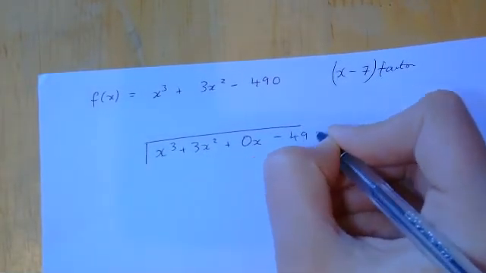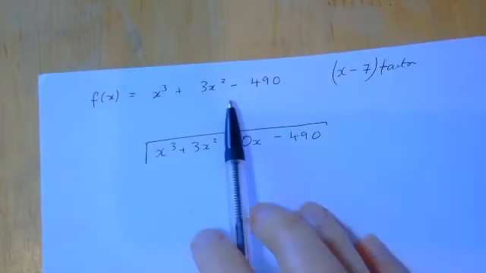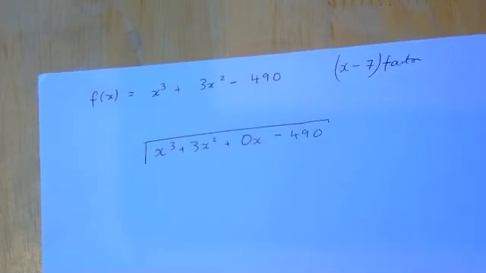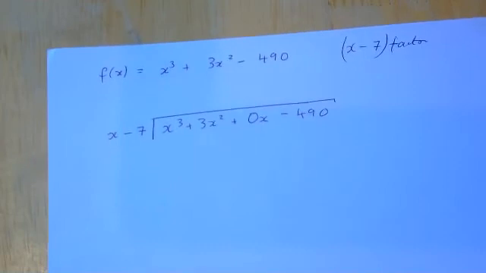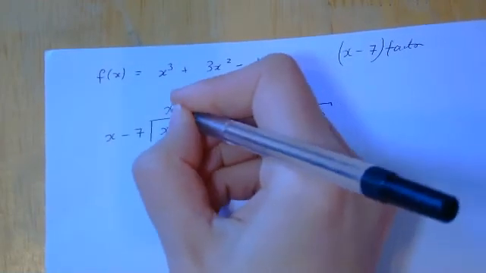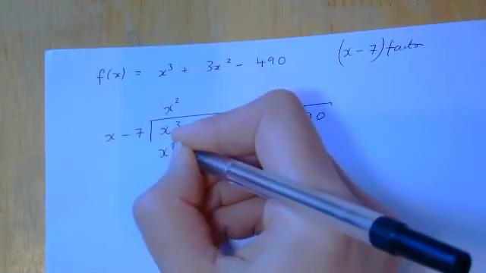Now I'm going to put 0x, because I know that in a second, if I don't put 0x, I'm going to be really stuck. And I'm dividing it by x minus 7. So, how many x is going to x cubed?